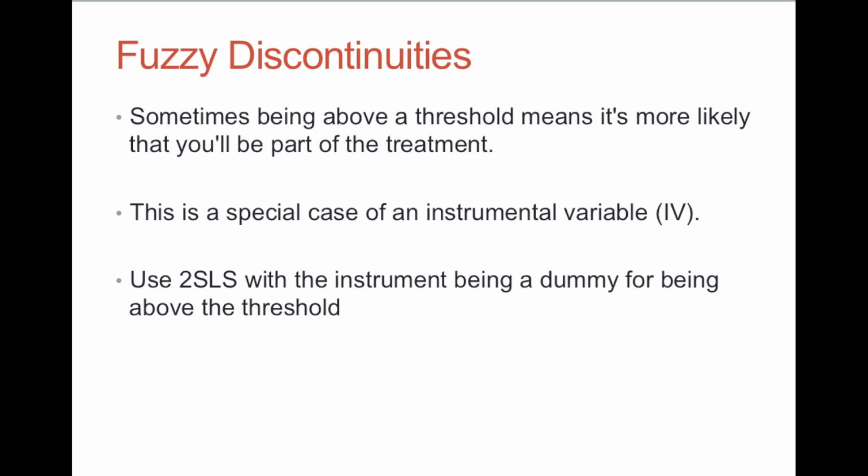Sometimes a threshold is not hard and fast, but just makes the treatment more likely. This is called a fuzzy discontinuity, and it can happen when there's a publicly suggested cutoff that's not enforced. In this case, you can just use two-stage least squares and consider being above the threshold as an instrumental variable and control for the underlying variable continuously.